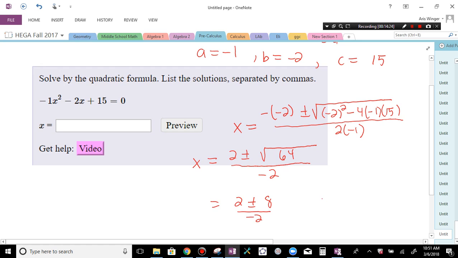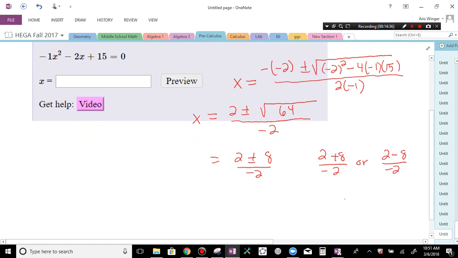And so here's where we start to split things up. It's either 2 plus 8 over negative 2, or it's 2 minus 8 over negative 2. You just separate that by commas. 10 over negative 2 is negative 5. 2 minus 8, negative 6 over negative 2, is 3. So 3 comma negative 5.